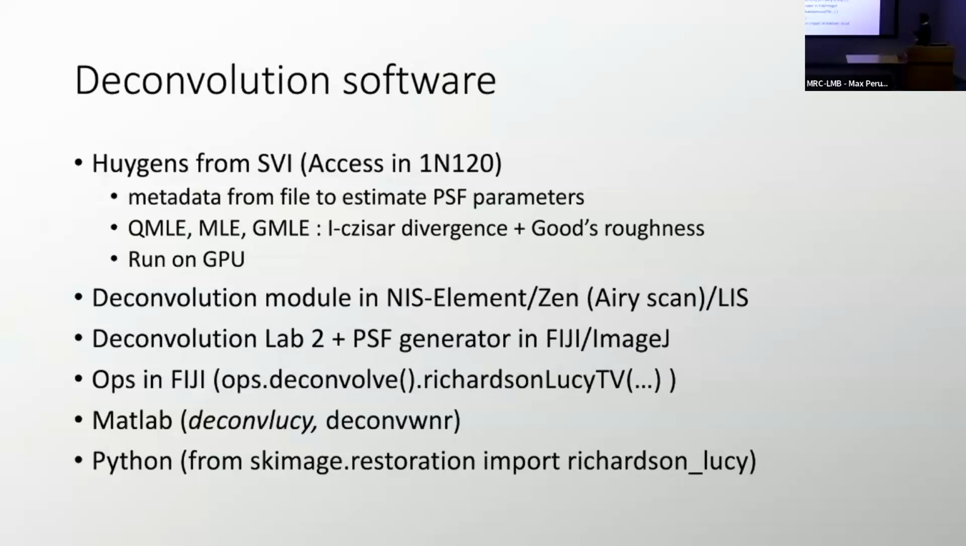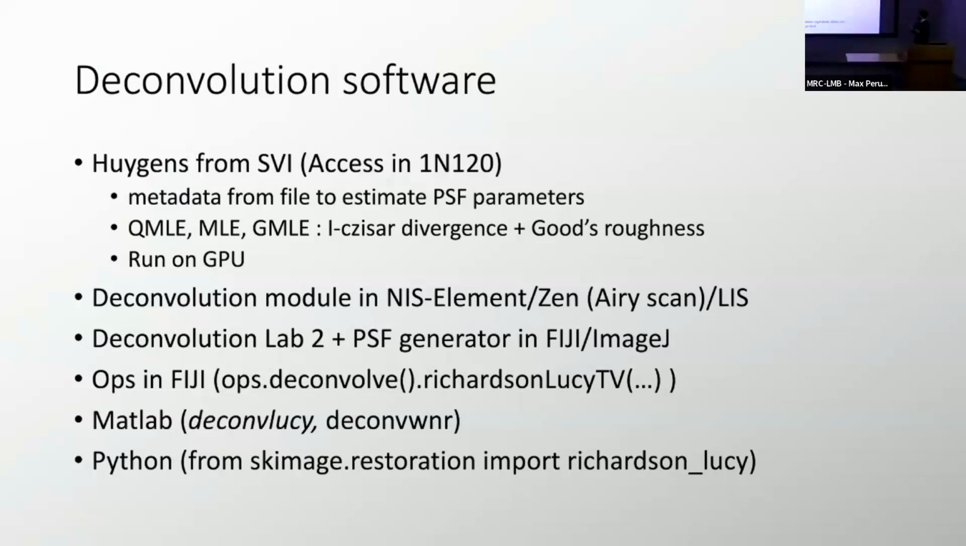We also have some deconvolution modules for specific systems. For example, iSIM needs deconvolution. The Airyscan also needs deconvolution. And so we have access to this in the commercial software. We also have in Fiji DeconvolutionLab and a PSF Generator. You can use OPS in Fiji. In MATLAB, there is a deconvolution function. And in Python, you can also use Richardson-Lucy directly from scikit-image, for example. It's just some pointers. There are many other ways of doing it.